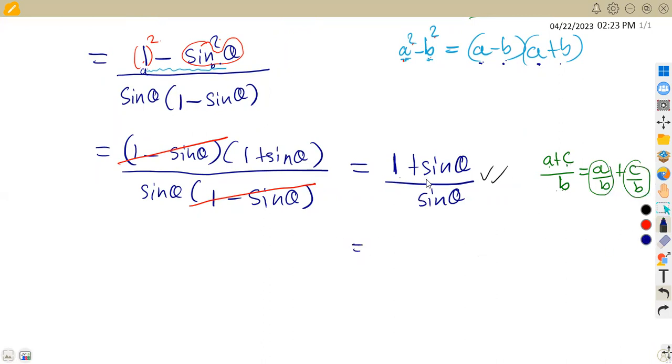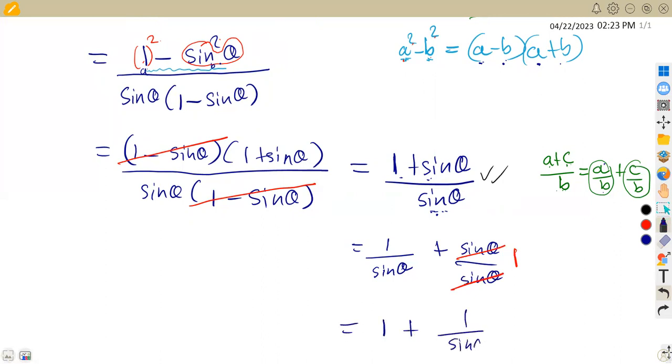We can separate 1 plus sine theta, divided by sine theta. This is going to be 1 over the sine of theta, just like a over b, plus the sine of theta over the sine of theta. So this is going to be the sine of theta over the sine of theta, which cancels, that's a 1. So this is going to give us 1 plus 1 over sine of theta, which is exactly the answer that we're given on the right-hand side.